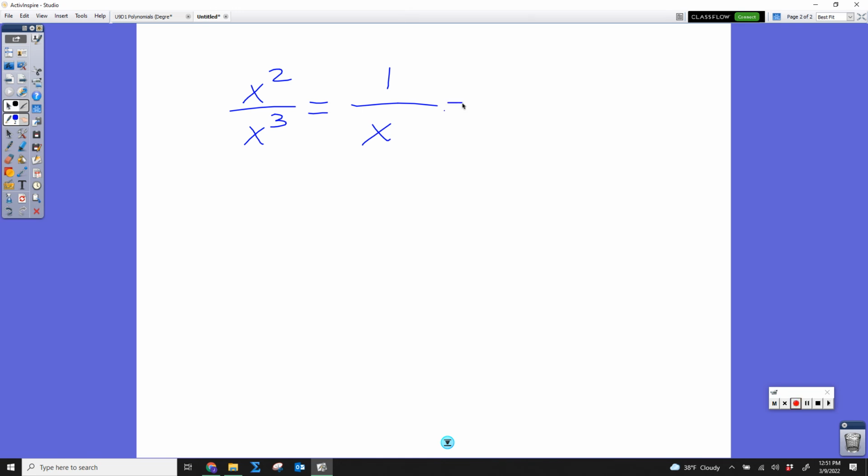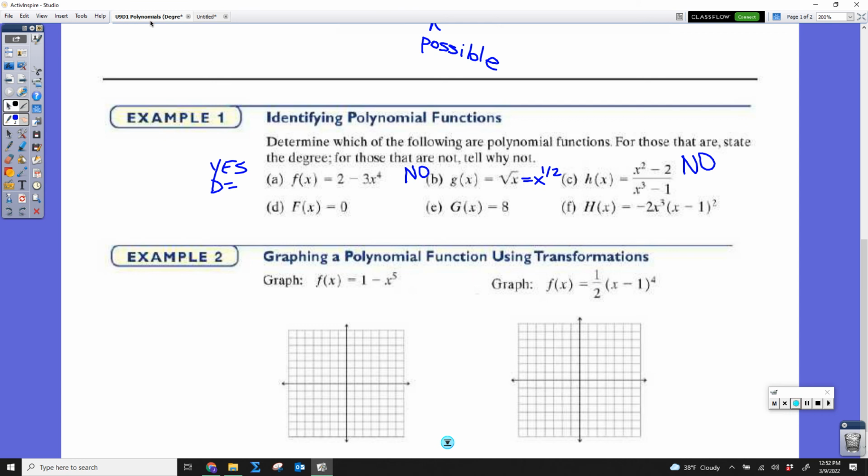You could also write that as what? x to the -1. What's the issue with that? Besides the domain, it can't be a negative. We have a negative exponent. You see it? There's a lot of different ways of pinpointing whether something is or is not a polynomial. All right, D, no. This one is. Okay, I'll say yes. It's a weird one, though. We'll come back to it.